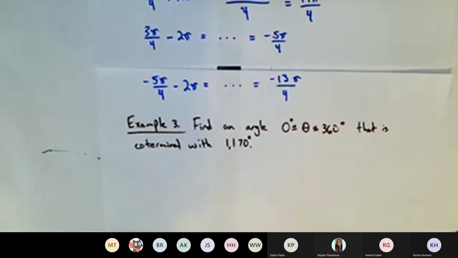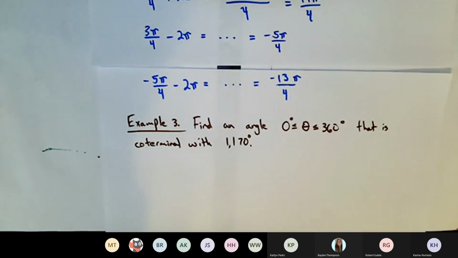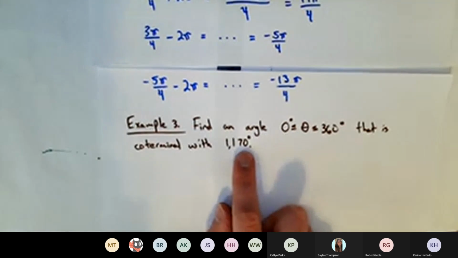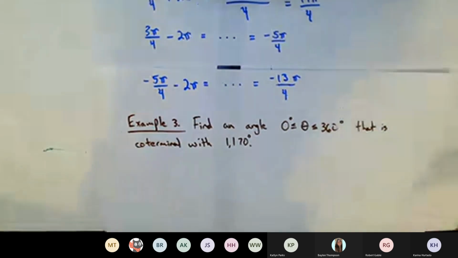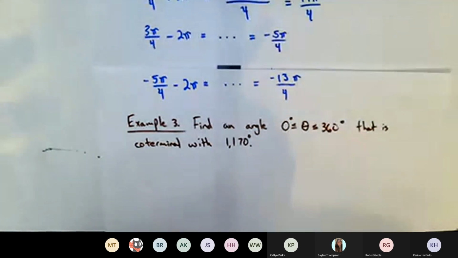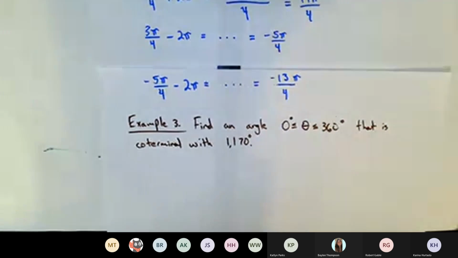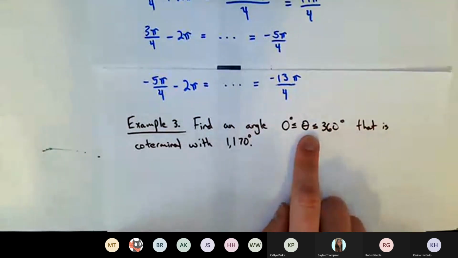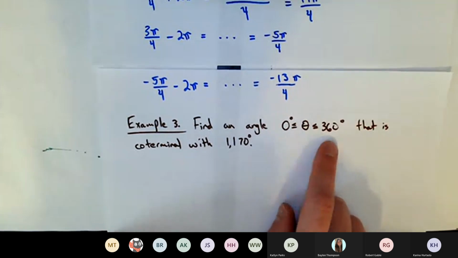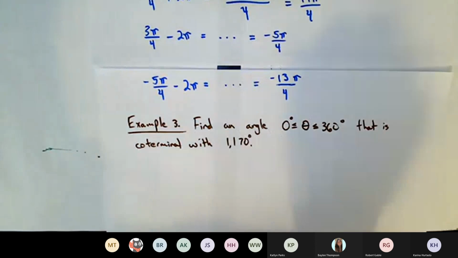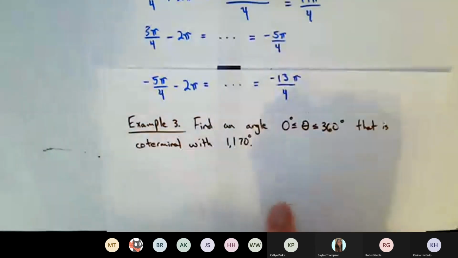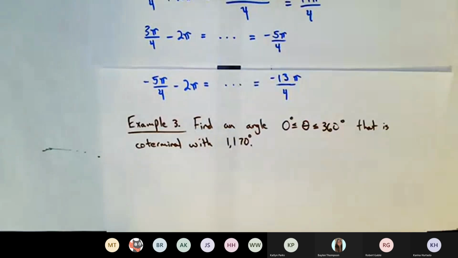Okay, so this one says, find an angle between 0 and 360 degrees that is coterminal with this giant angle. So that means I've given you some massive angle, right? 1,170 degrees. And I'm trying to say, can you just get this so that it doesn't have all these extra revolutions? Because clearly it has extra revolutions because it's bigger than 360. So theta is between 0 and 360. Forcing the angle to be between these two means it doesn't have any extra revolutions. It'll just revolve one time within this span.